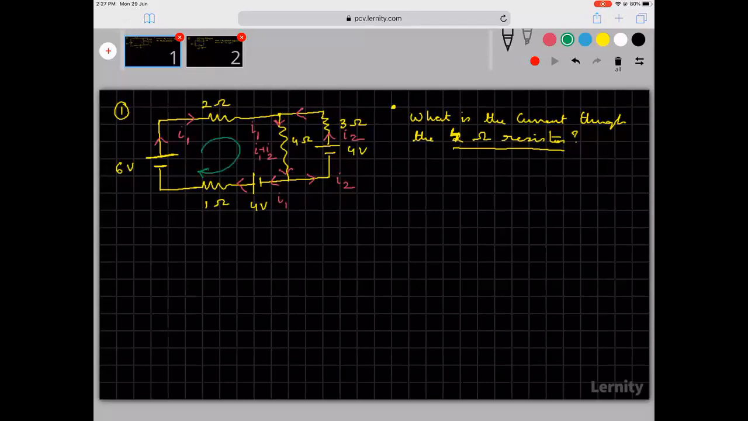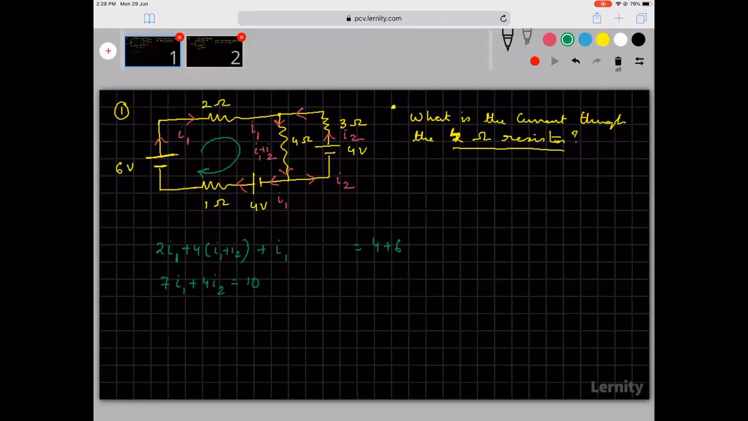If I take that particular loop, I have 2 times I1 plus 4 times (I1 plus I2). Then I'm going from negative to positive, so I'll be gaining. Equal to 4 here in the direction of current, so I'll be losing, plus I1 is equal to 4. Again, I'm going from negative to positive, plus 6. If I simplify this, 2I1, 4I1, 6I1, 7I1. So 7I1 plus 4I2 is equal to 10. This is my first equation.